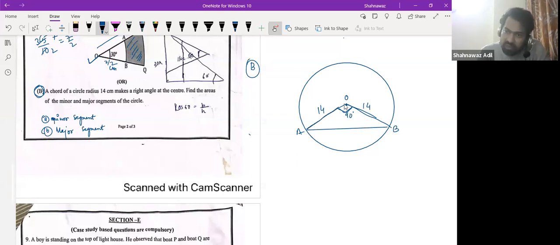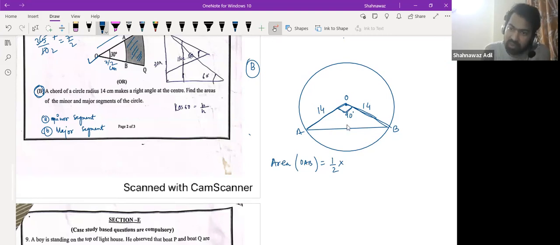So what kind of triangle is this one? It's a right angle triangle. So what would be the area of this triangle? Area of triangle would be half into base into height. So what is the base? Base is AB.